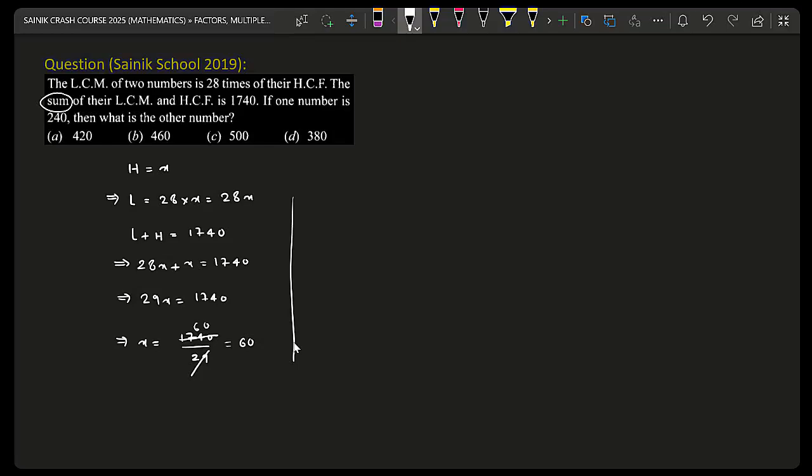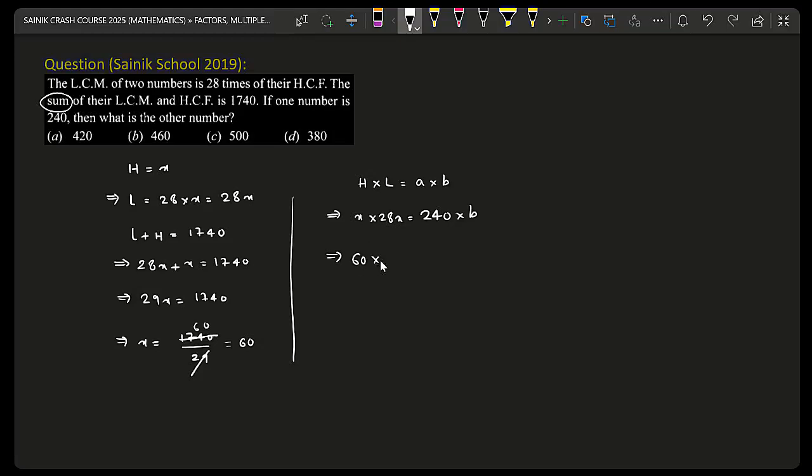What is the property you know between the numbers, HCF and LCM? HCF into LCM is equal to the product of the two numbers. So the product of HCF and LCM is equal to the product of the numbers A and B. HCF we got as x, LCM as 28x, equal to the first number 240, and we should find the other number B. We already got the x value also, Mayuk. What is x we got? 60. So we can substitute 60 here.